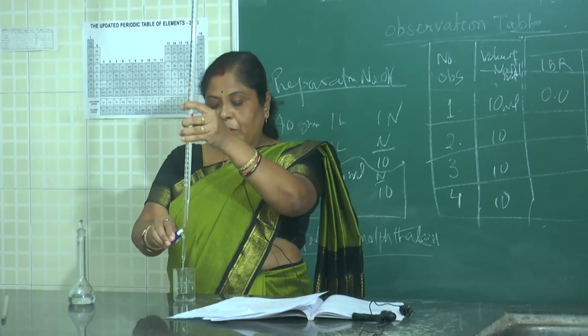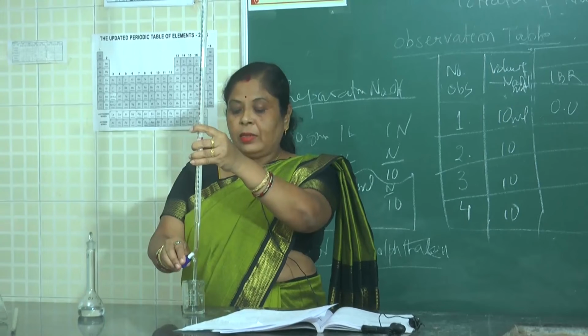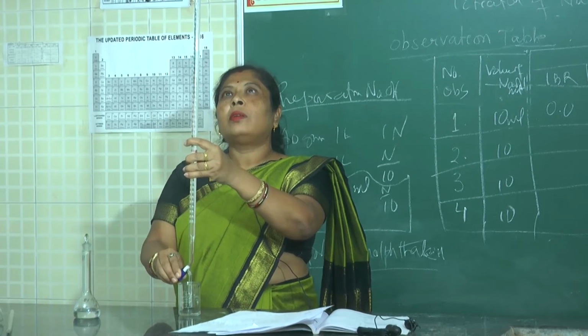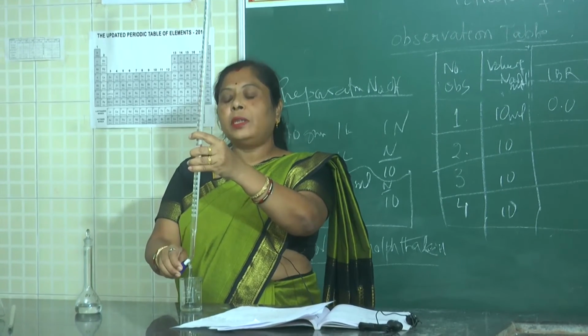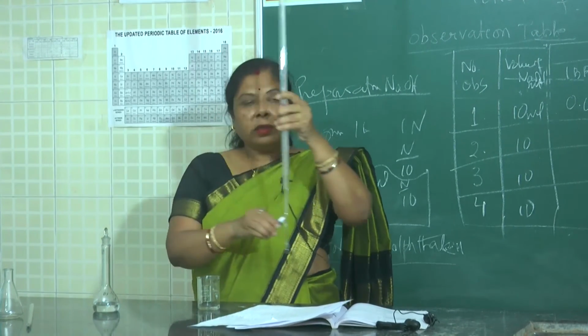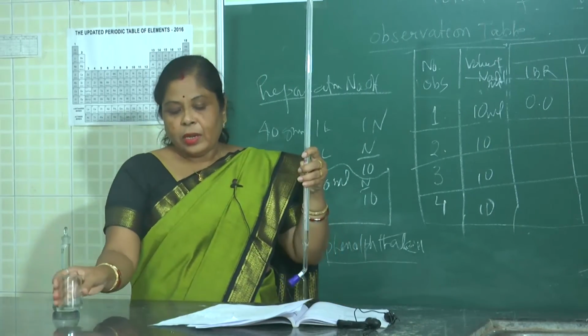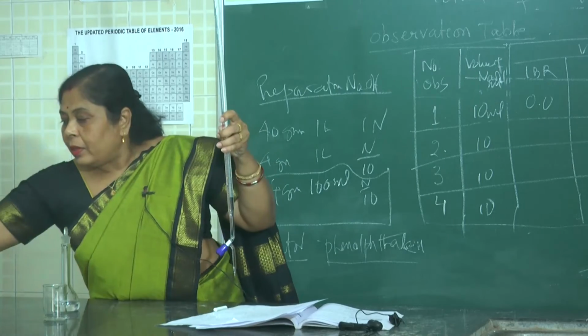Now you open it slowly so that you can adjust it to 0. Once you do it, just check it with your eye level. Yes, it is 0. Now we have to fix the burette and set up for the titration.